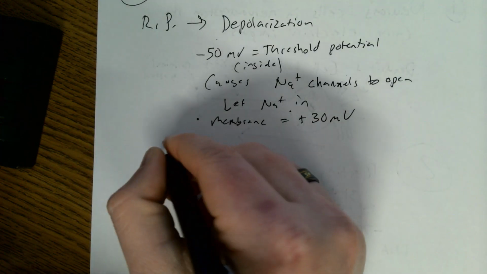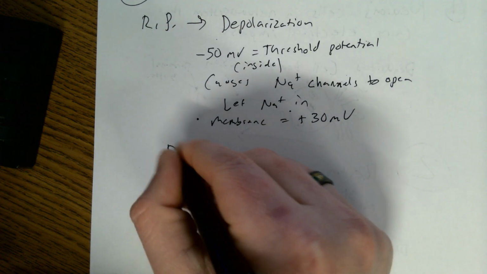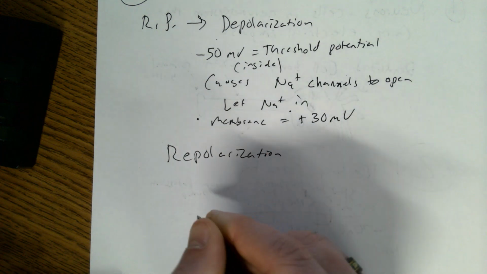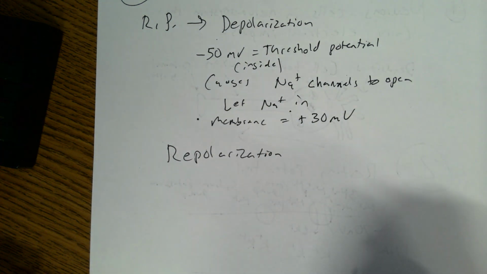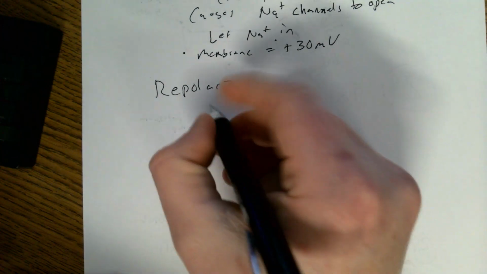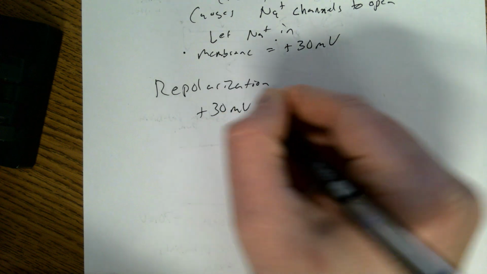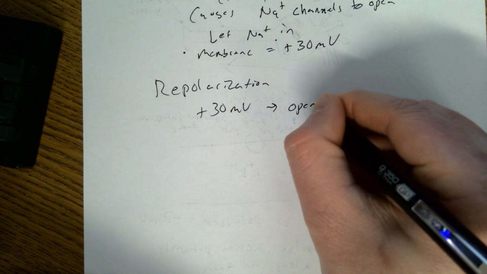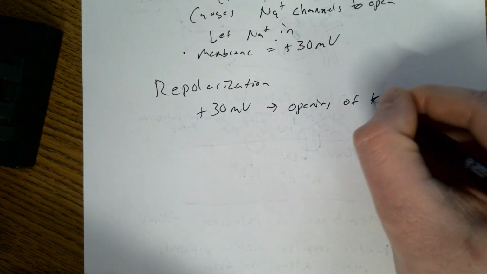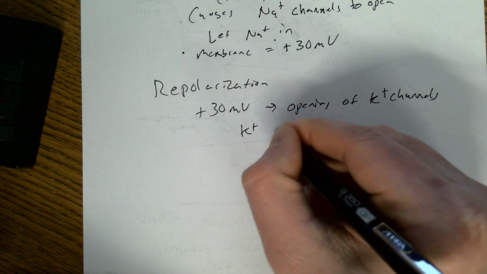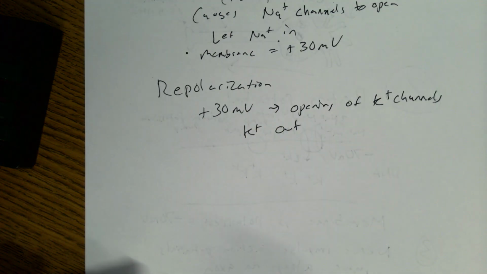Then when you get to the top, we have the next phase, which is repolarization. Repolarization is all about, okay, we sent the signal, now we need to make it negative again. This happens when you get to positive 30 millivolts. That triggers the opening of potassium channels, and these are going to let potassium out. So both of these are going with the gradient.